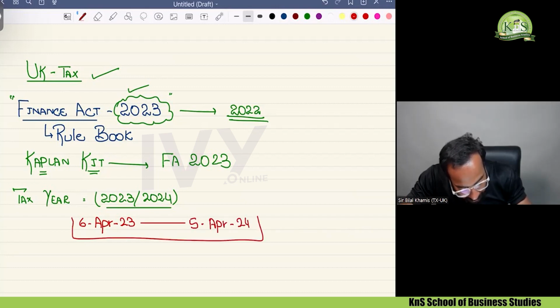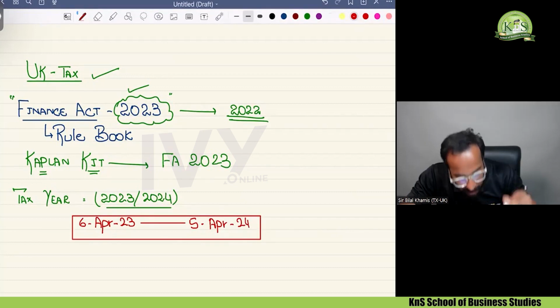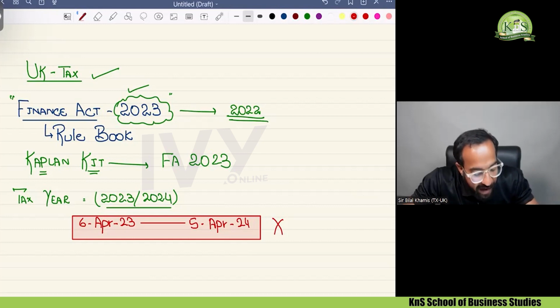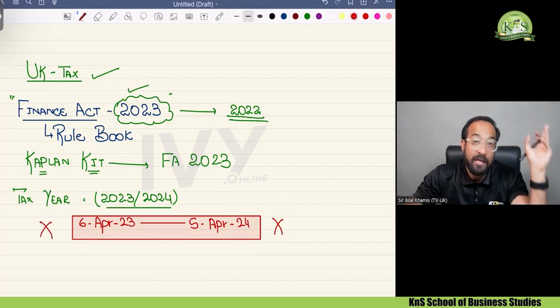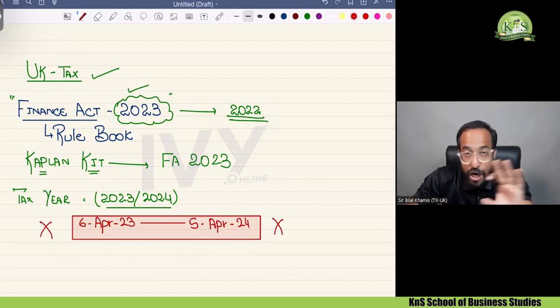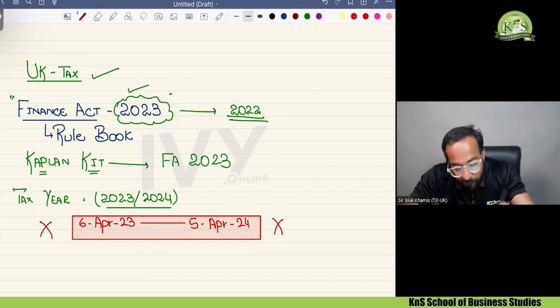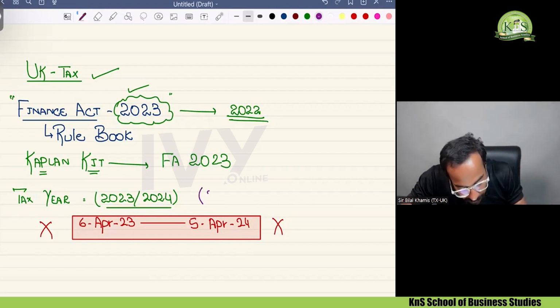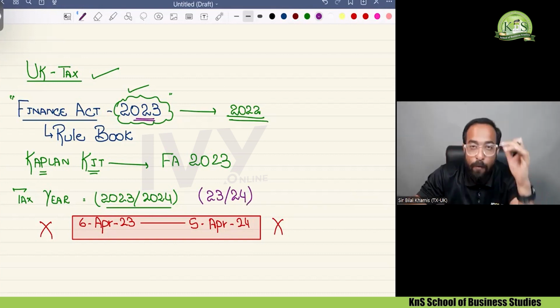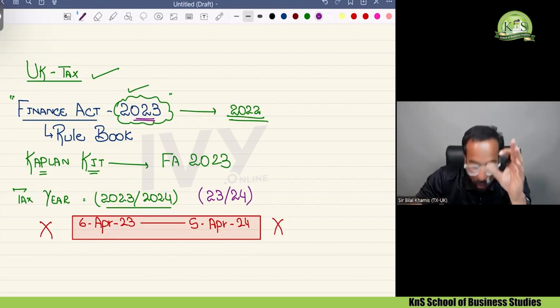This is the bracket in which you have to apply everything. You don't have any concern about what will be happening after that, or what had happened in the previous tax year. Whenever someone asks you which tax year you are sitting for, you need to tell them that I am giving the paper of tax year 23-24 and my Finance Act is 23. I hope you are understanding the point. These are very important points to understand.